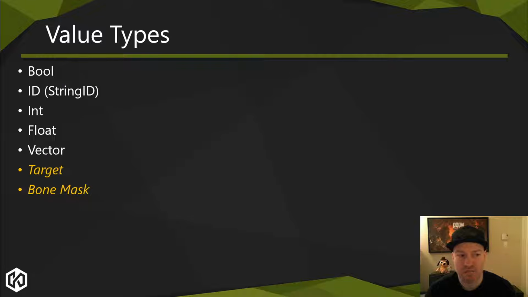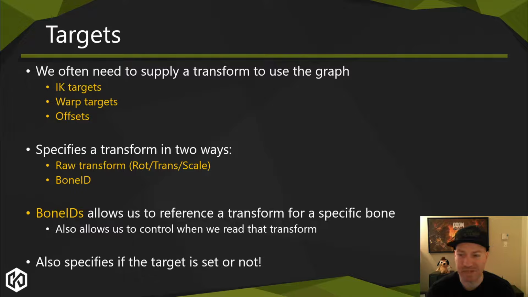I have a set of basic value types like a bool, obviously, an ID, which is basically just a string ID, an int, a float, a vector, a target, and a bone mask. So we're going to talk about the targets first. That's a kind of custom type.